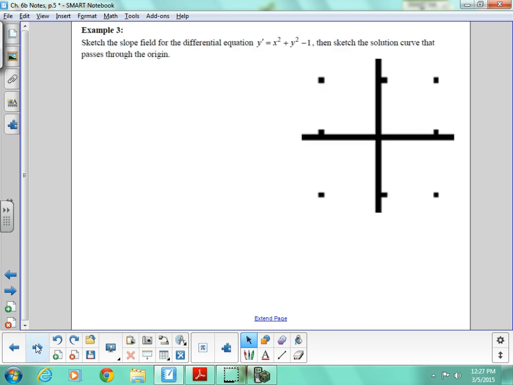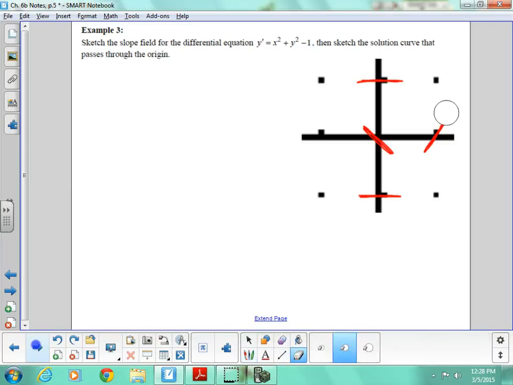Here we go. If I plug in x, y, guys, I'm not even going to make a table because hopefully we're tracking with what to do. If I plug in 0, 0, 0 plus 0 minus 1, it's a negative. Okay? If I plug in 1, 1, 1 plus 1 is 2, 2 minus 1 is 1, so it's going to be up 1 over 1. If I plug in 0, 1, 0 plus 1 minus 1, he's flat. If I plug in 0, negative 1, negative 1 gets squared, plus 1 will be, again, 0.